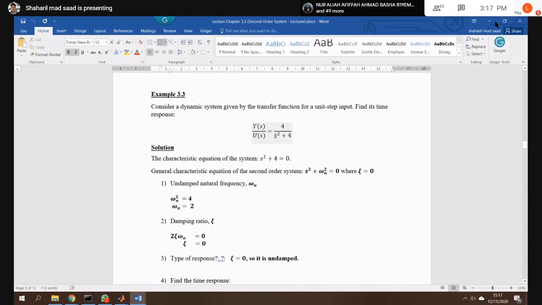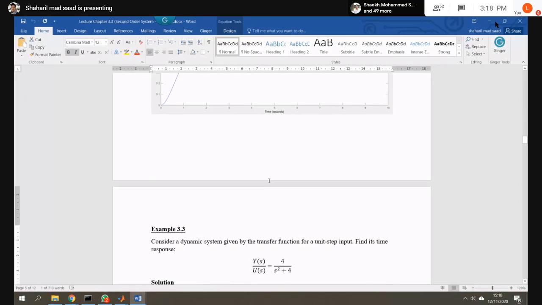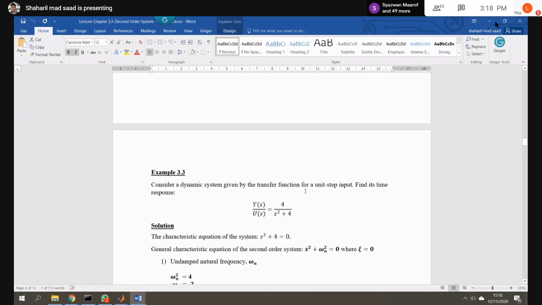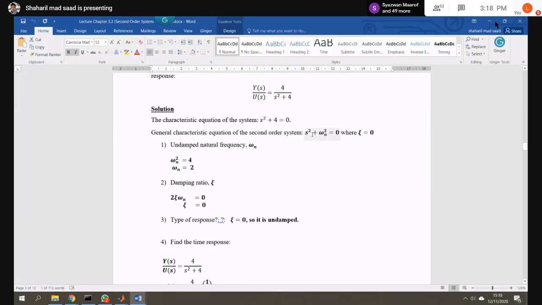Alright, let's look at another example: 4 divided by s to the power of 2 plus 4. You just compare the characteristic equation with the standard second order equation here. Because there is no damper, you just compare s squared plus omega n squared and so on, and then you can get the natural frequency and also the damping ratio equal to 0.